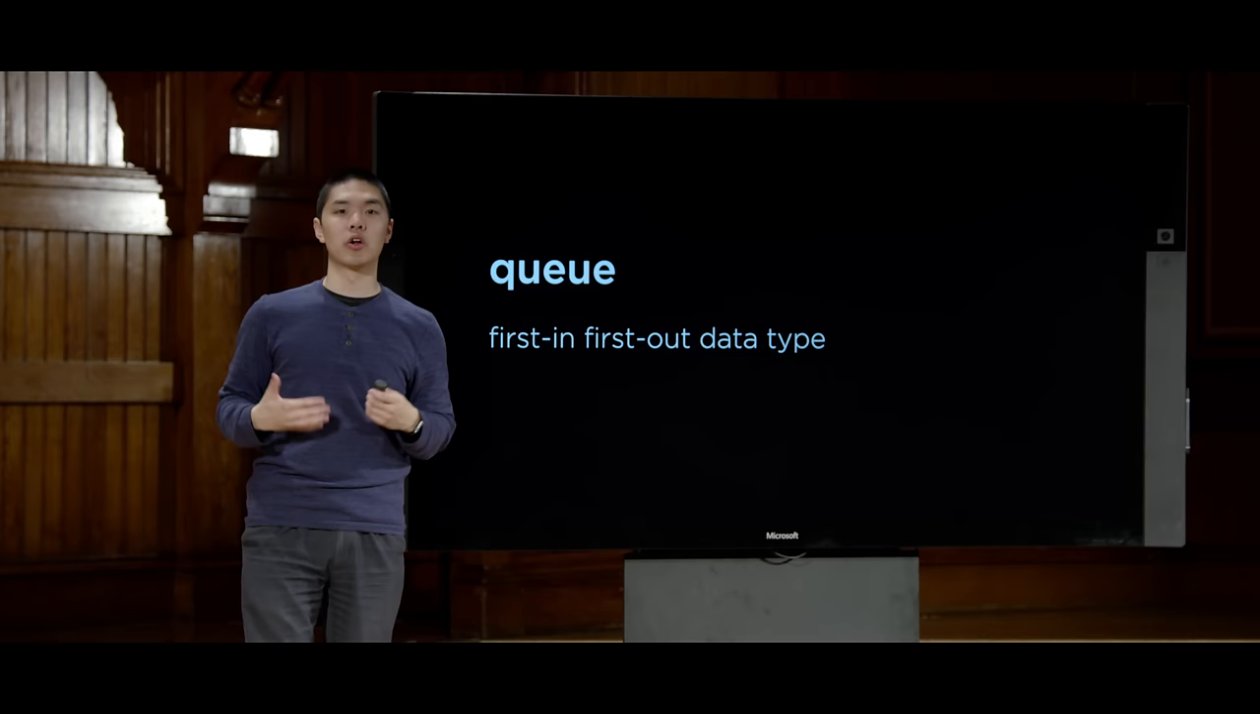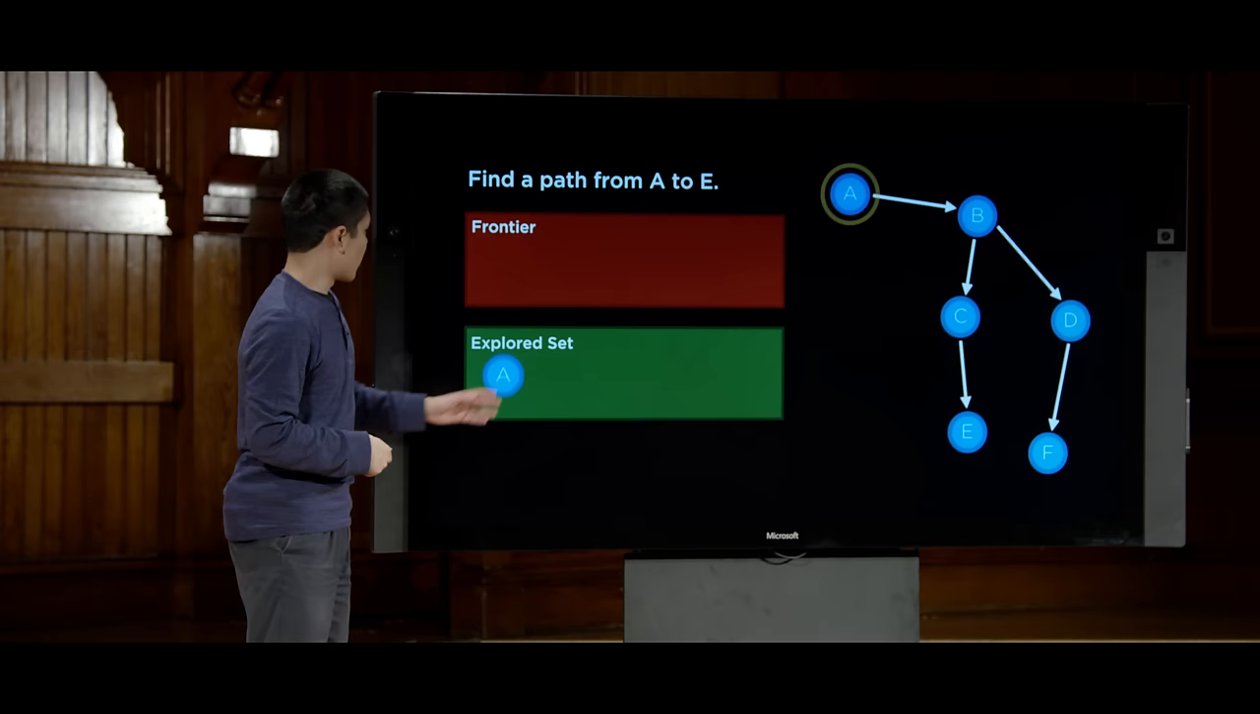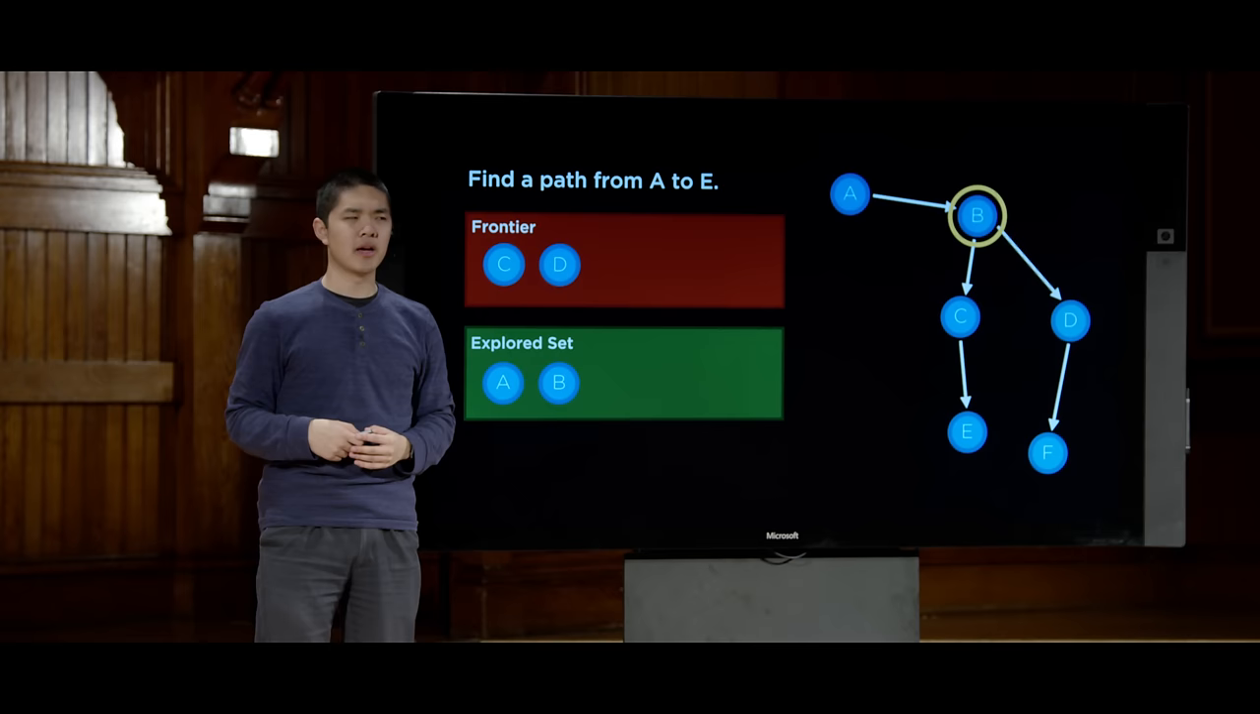So what would that mean for the same exact problem, finding a path from A to E? Well, we start with A, same as before. Then we'll go ahead and have explored A and say, where can we get to from A? Well, from A, we can get to B, same as before. From B, same as before, we can get to C and D. So C and D get added to the frontier. This time, though, we added C to the frontier before D. So we'll explore C first.